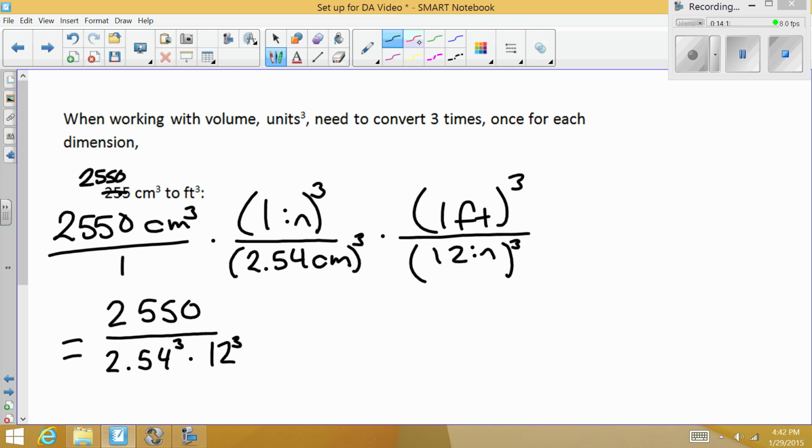My cubic centimeters are canceling out. My cubic inches are canceling out. But I still have to cube the 2.54 and cube the 12. And then I'm left with feet cubed because the feet did not cancel out. And I can run all this through my calculator, and I came up with 0.09 cubic feet.